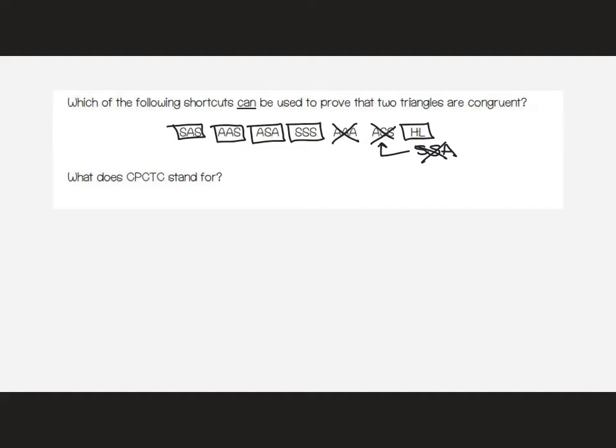The second question says, what does CPCTC stand for? So it stands for corresponding parts of congruent triangles are congruent.